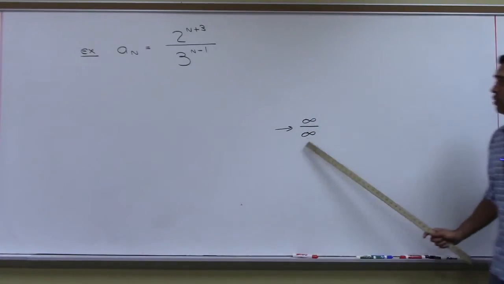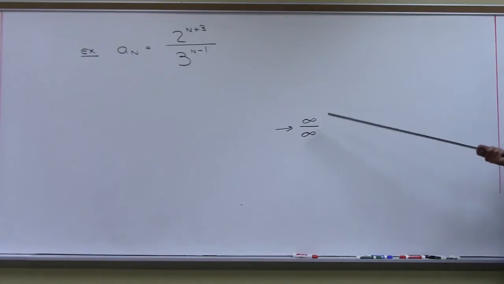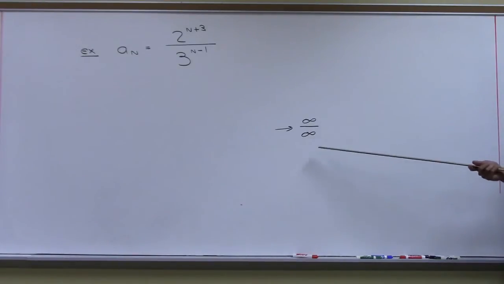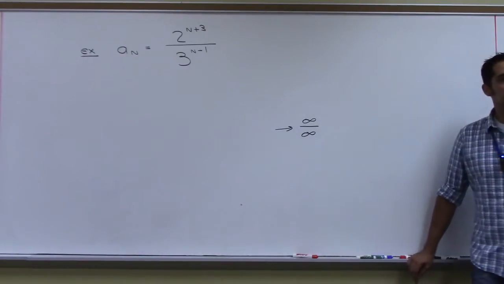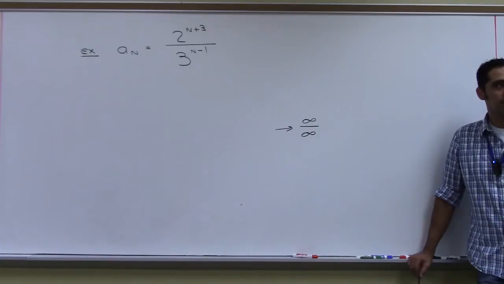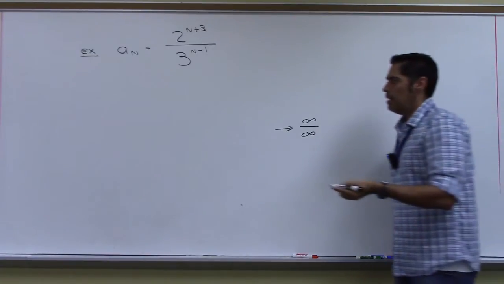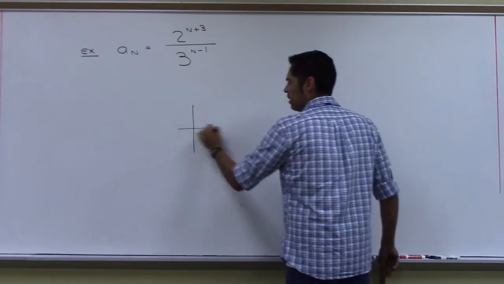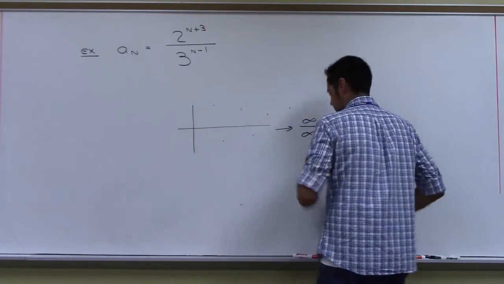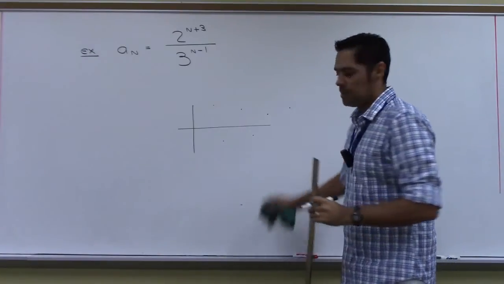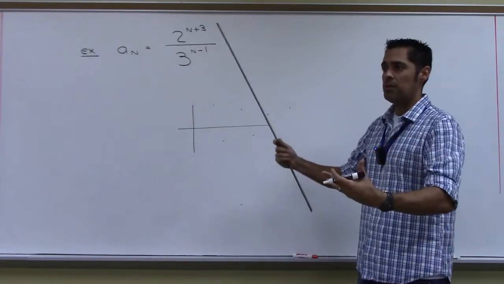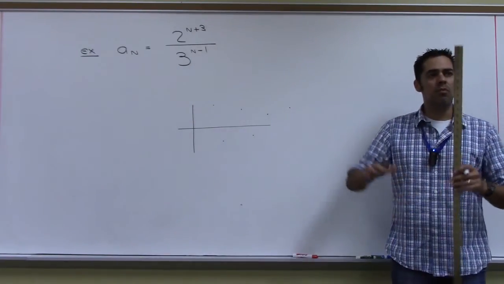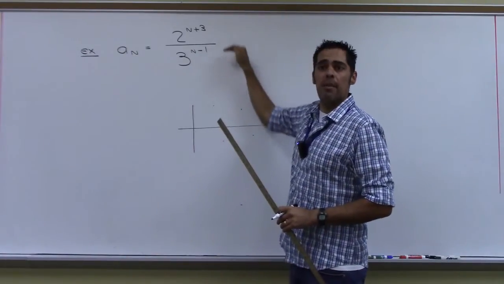Does anyone remember from Cal 1 what you could do when you have the form infinity over infinity? And we actually did this in here also. L'Hopital's rule, right? Here's the problem, though. With L'Hopital's rule, you used the derivative, didn't you? And so when we're looking at a sequence, we know that the top here is a sequence by itself. 2 to the n plus 3, that's a sequence. The bottom is a sequence. L'Hopital's rule would have us take the derivative of the top and bottom separately, right?